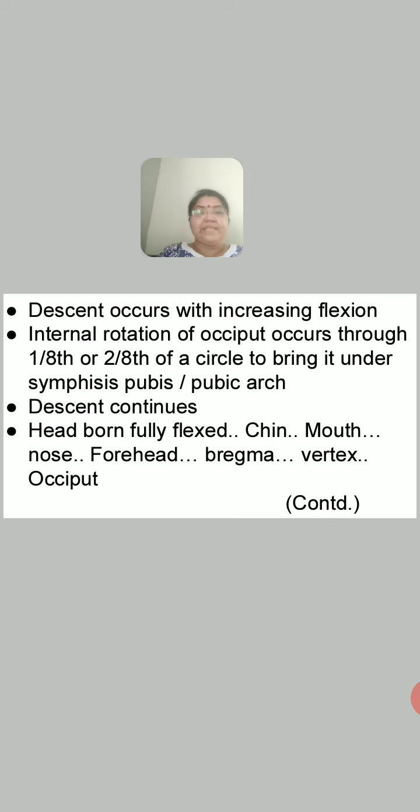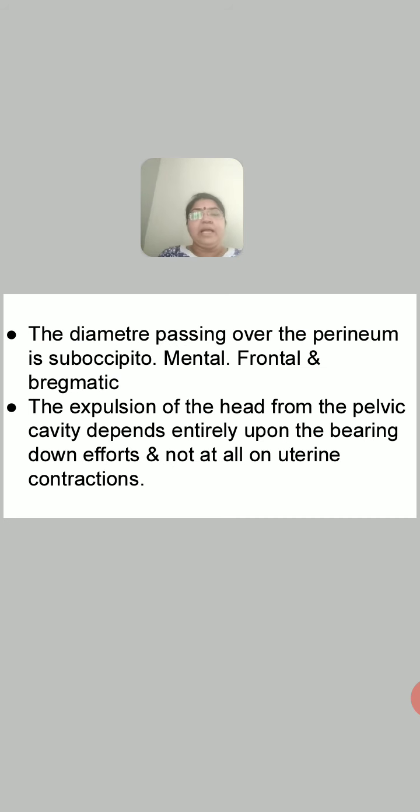Descent continues. Descent is a continuous process throughout the labor. The head is born fully flexed. It is delivered as first chin, then followed by mouth, nose, forehead, bregma, and then the vertex, and finally birth of the occiput. So in this order the head is delivered. The diameter passing over the perineum is suboccipito-frontal to frontal to bregmatic. So in this diameter the head is born.